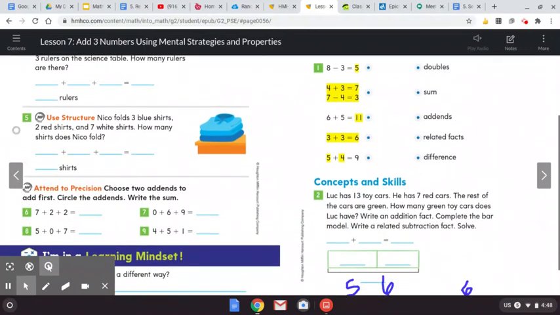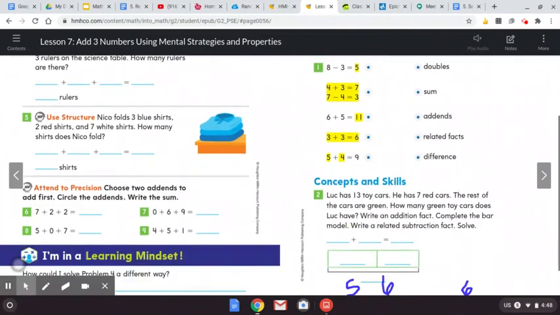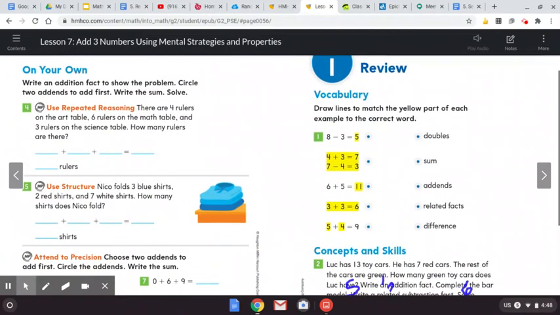You've got two word problems and some math facts to do on your own. So thinking about the first one, and we always read our directions under on your own. Write an addition fact to show the problem. Circle two addends to add first and write the sum. There are 4 rulers on the art table, 6 rulers on the math table, and 3 rulers on the science table. How many rulers are there?